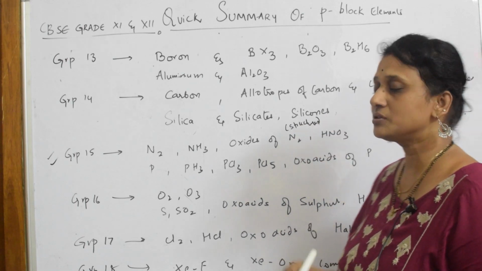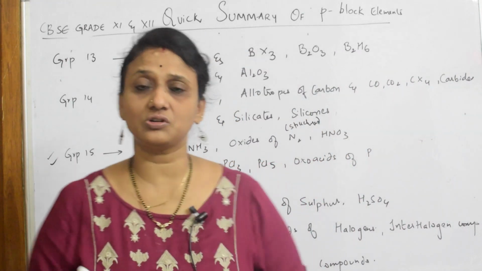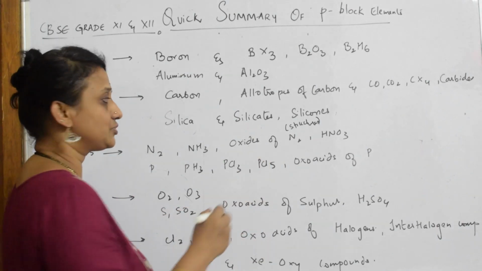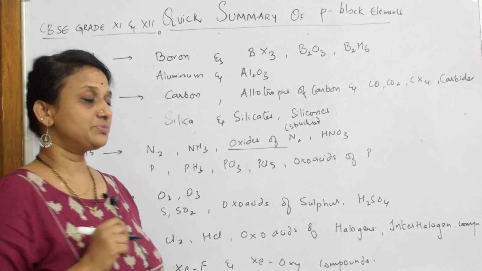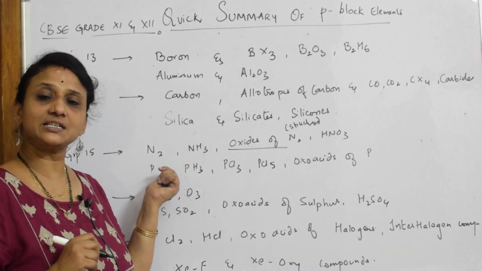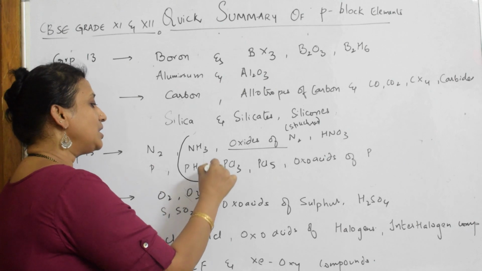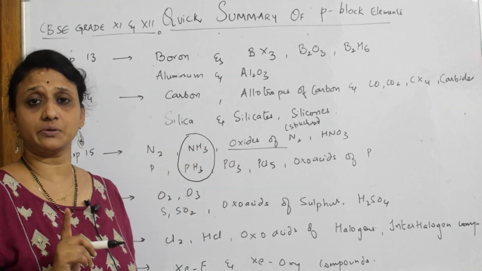They're going to ask you to draw the structure of N2O5 or draw the structure of N2O3. Like that, you need to compulsorily study the structures of oxides of nitrogen. At the same time, when it comes to phosphorus, I'll be studying about phosphine. Here, the differences between ammonia and phosphine is a very important question.